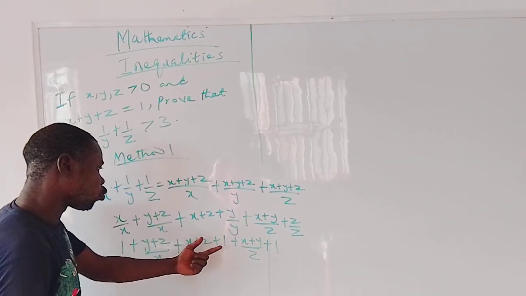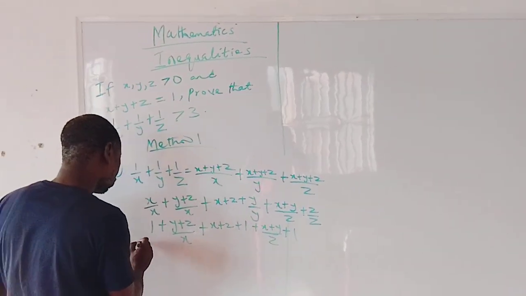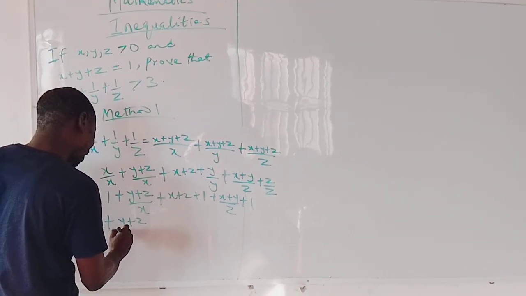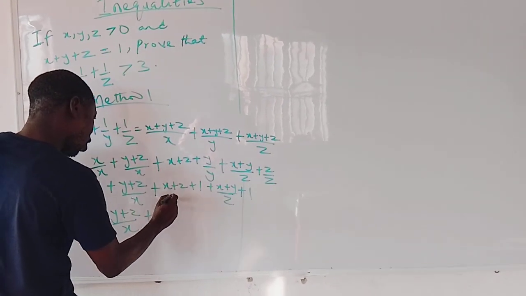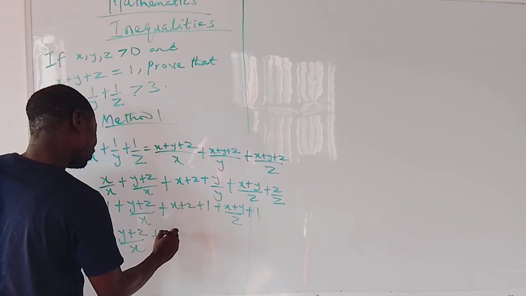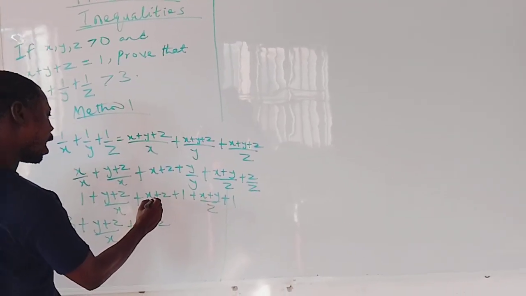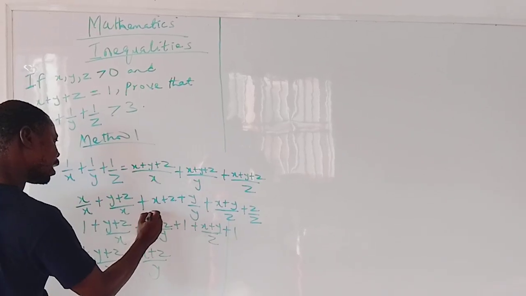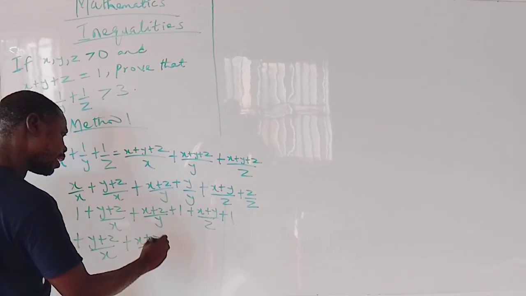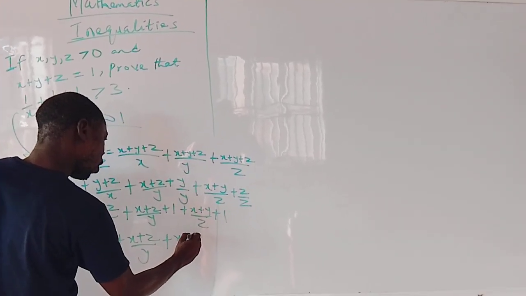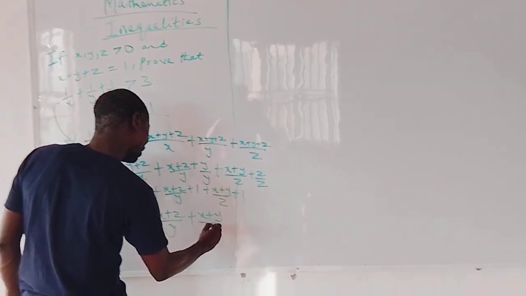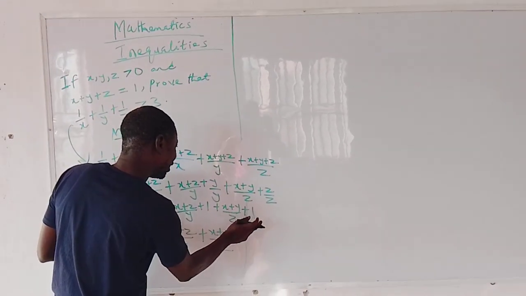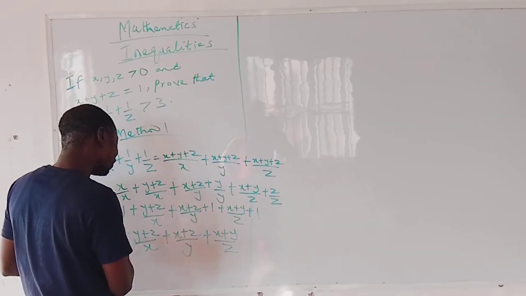Now 1 plus 1 plus 1 is equal to 3. So 3 plus y plus z over x plus x plus z over y, then plus x plus y over z. The ones have been added together, which gives 3.